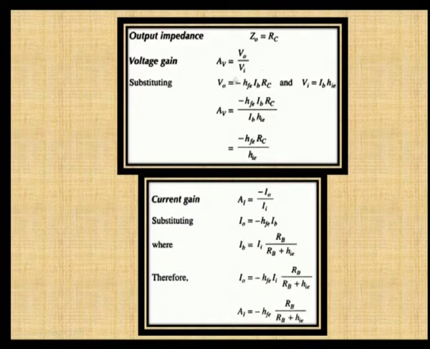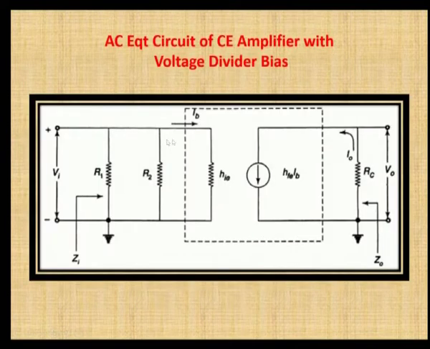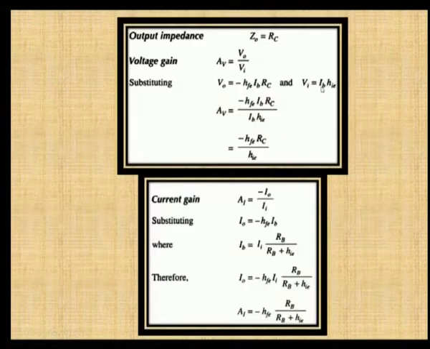So, this is the output voltage, and what is the input voltage? From the circuit, the input voltage is IB into HIE. Vi is equal to IB into HIE. If these two values are replaced for V0 and Vi in the equation for AV, IB cancels, and you will get minus HFE RC by HIE. This is the voltage gain for this circuit.